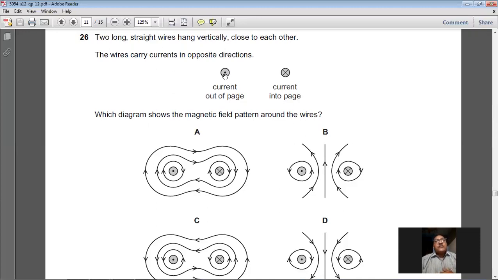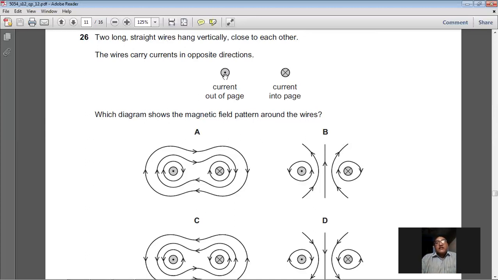The diagram shows the magnetic field pattern around the wire. We can find the direction of the magnetic field pattern around a current carrying wire with the help of the right hand. Take your right hand. Hold the conductor in your right hand in such a way that the thumb is in the direction of the current, conventional current, and the curves of your fingers will tell you the direction of the magnetic field. The dot means that the current is coming out of the page, so the magnetic field around the wire represented with a dot should be anti-clockwise.